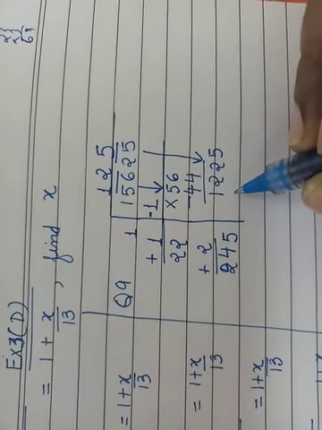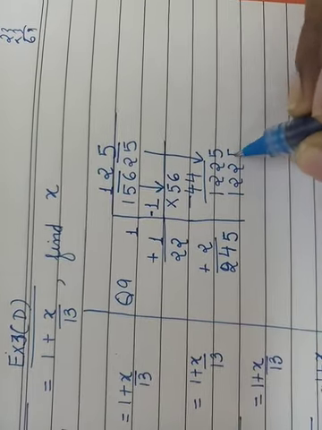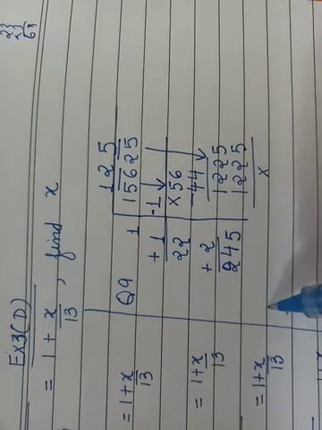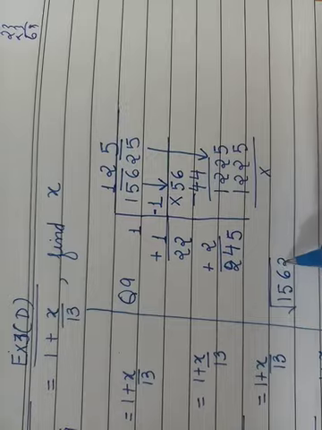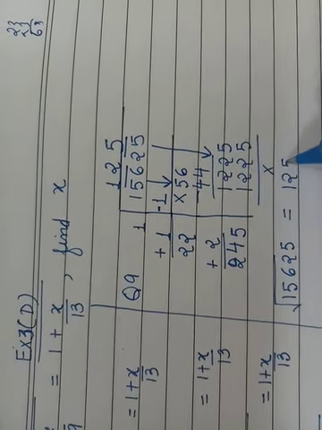And when you multiply 245 into 5, you will get 1225. So this way we have found the square root of 15,625, that is equal to 125.